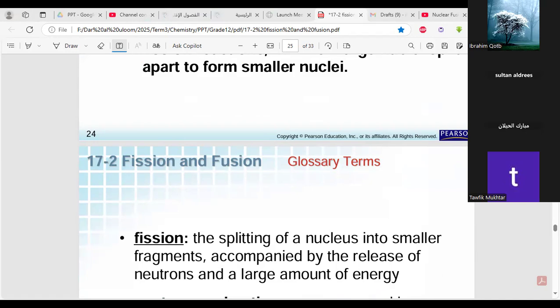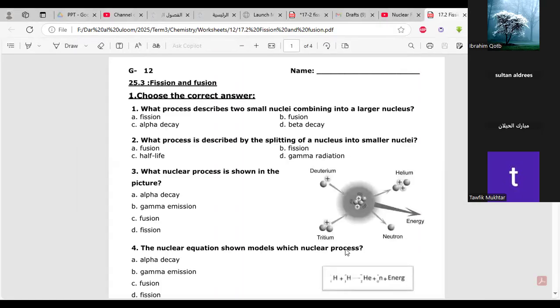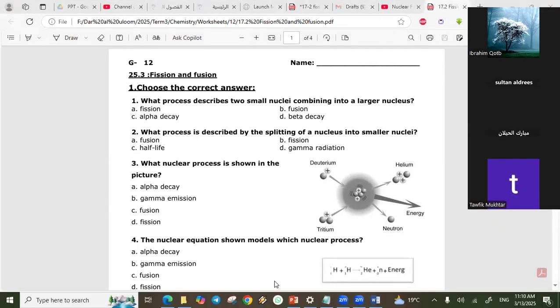Okay, guys, I have here a worksheet about the lesson. Let me share it with you. Okay, Mubarak, can you read the first question? What process describes two small nuclei combining into a larger nucleus? Yes, two small nuclei combine to form a large nucleus.